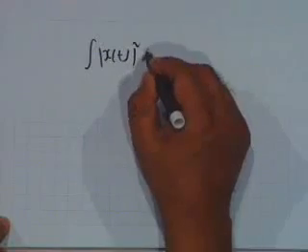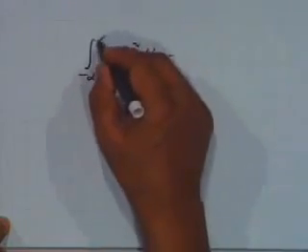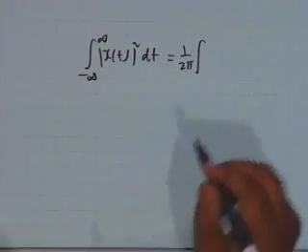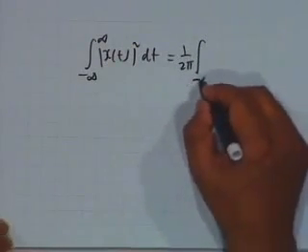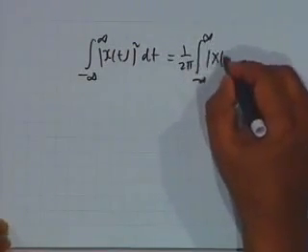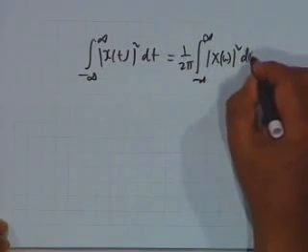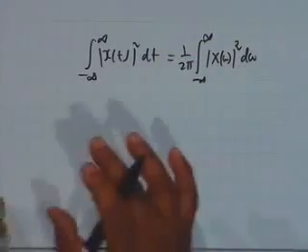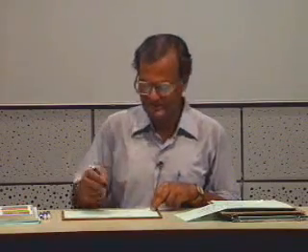What we have to prove is that the integral from minus infinity to infinity of |x(t)| squared dt is equal to 1 over 2 pi, and this factor must be remembered, 1 over 2 pi times the integral from minus infinity to infinity of |X(omega)| squared d omega. To prove this, we proceed like this. I am only indicating an outline of the proof. The details shall be left to you.